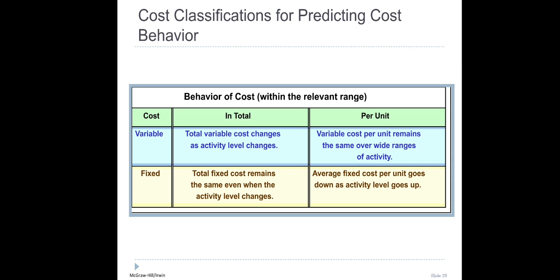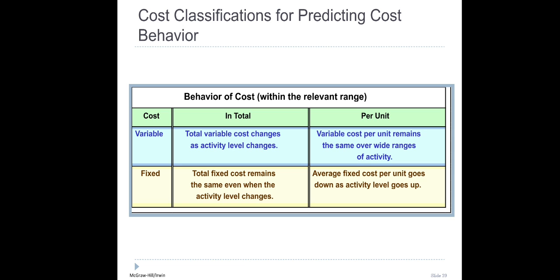Okay, this is the summary of behavior of cost within the relevant range. I don't want to explain about relevant range now, but I will later. The thing that I can say is, in short term, cost can be categorized into variable cost and fixed cost. But in long term, all costs are variable costs. Okay, that is the thing that I want to say.